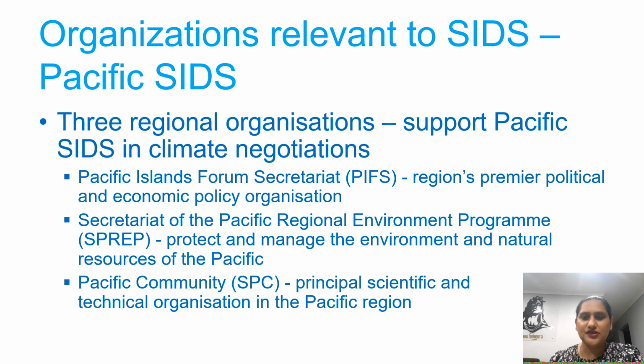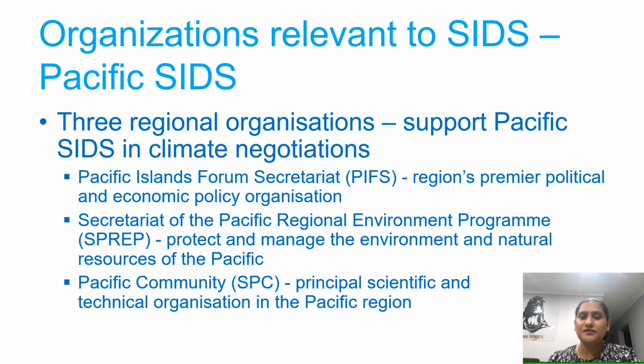Three regional organizations support Pacific Small Island Developing States in climate negotiations. The Pacific Islands Forum Secretariat, or PIFS, which is the region's premier political and economic policy organization, has 18 Pacific Islands member countries, and its headquarters is in Suva, Fiji. PIF's ambition is that all Pacific people remain resilient to the impacts of climate change and disasters and are able to lead safe, secure, and prosperous lives. In addition, the region continues to play a leadership role in global climate action.